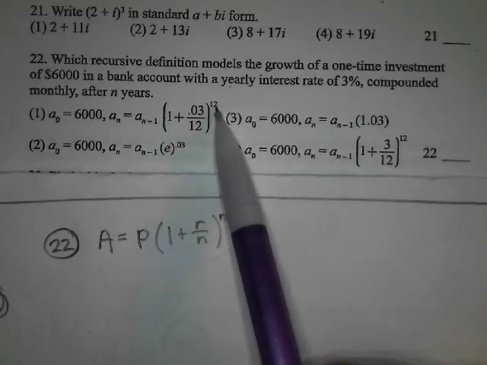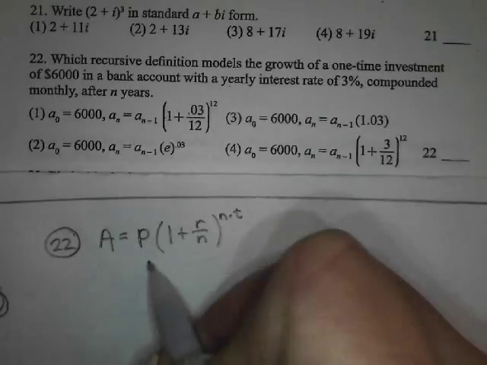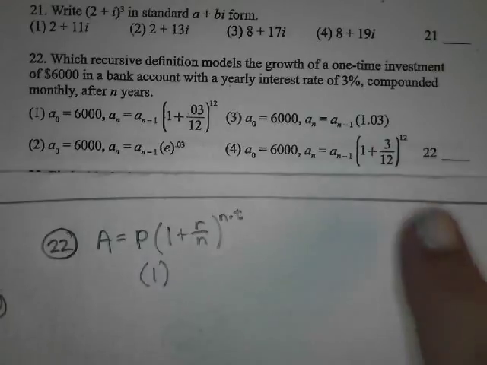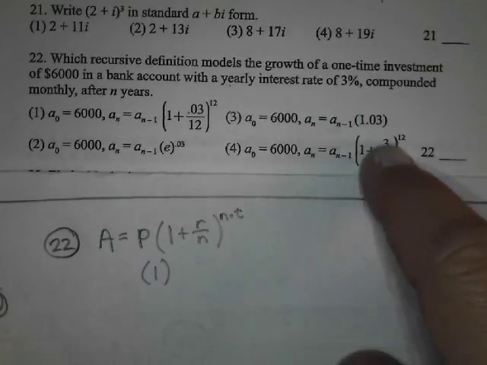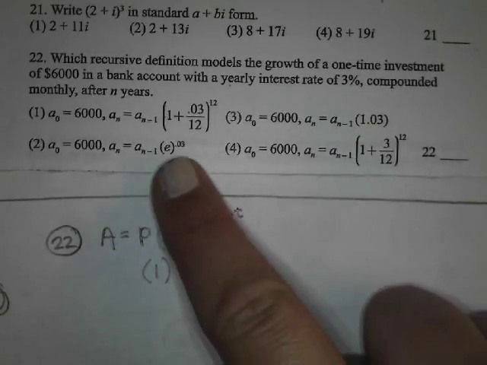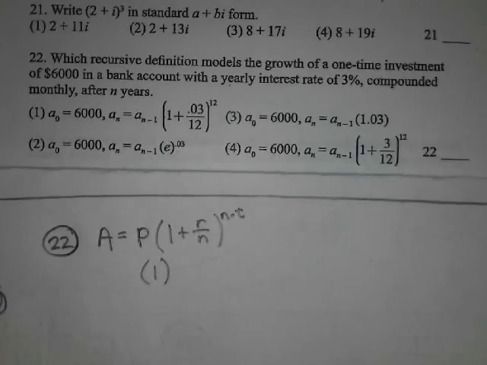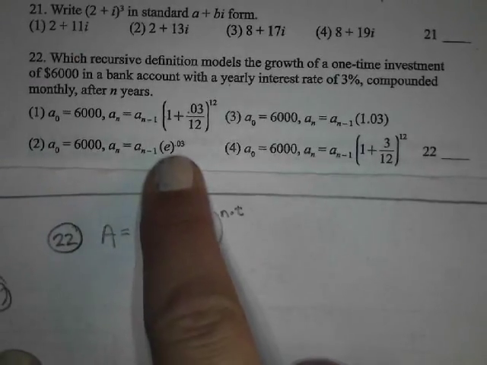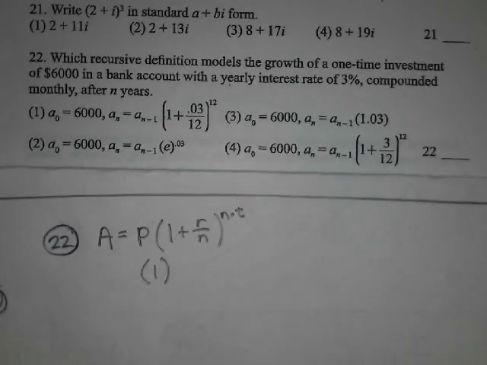Okay? So it is option 1. Option 4 didn't change the percent to a decimal. Option 3 didn't compound it into 12 parts. And I'm not sure what option 2 did at all. Option 2 might be that continuous compounding method, like the PERT formula, right? Your principal e to the rt, so that's not for this either.